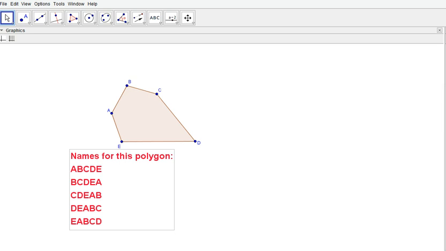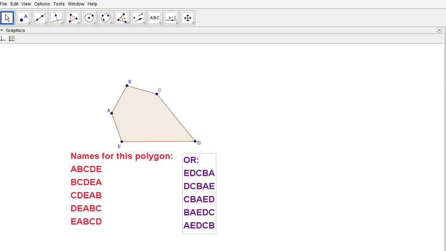Now, some of you might have figured out a pattern here, but let's look at the other names that I can call this polygon. Or I can call it EDCBA, DCBAE, CBAED, BAEDC, or AEDCB. Now, have you noticed any kind of pattern there that is used to name this polygon? If you have, good for you. I'm going to ask you a question in the video. Embed the question, and we'll see if you can figure this out.